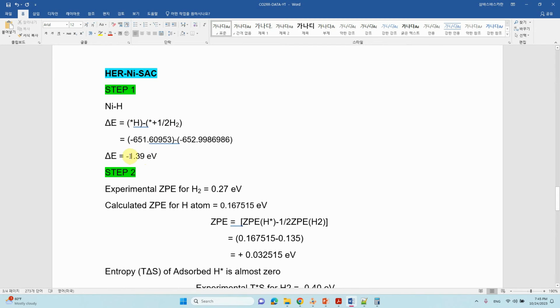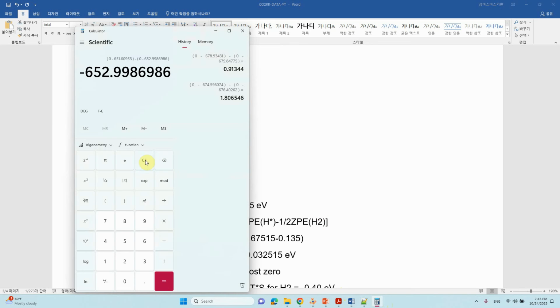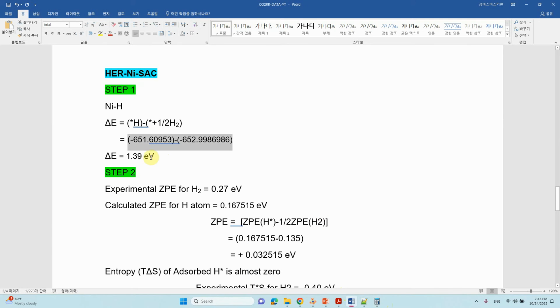Then you will get 1.39, a positive energy. So you can substitute into that. Okay, see 1.39. I think this is a very weak absorption. That's why we are getting 1.39.